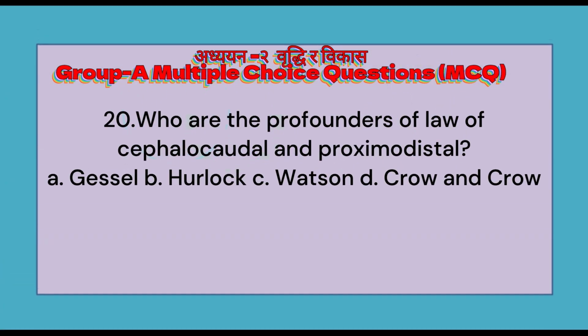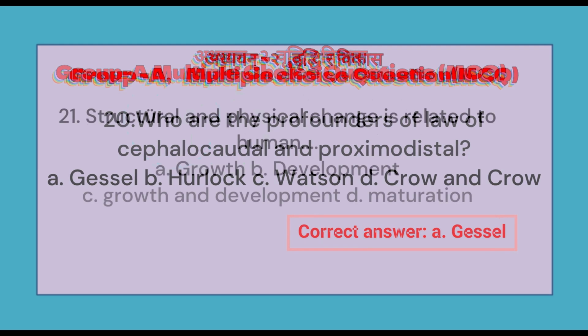20. Who are the propounders of the laws of cephalocaudal and proximodistal development? A. Jersild. B. Hurlock. C. Watson. D. Crow and Crow. Correct answer: A. Jersild.